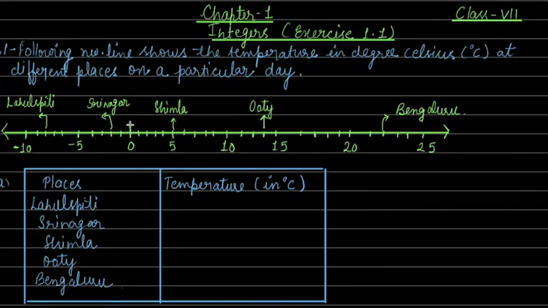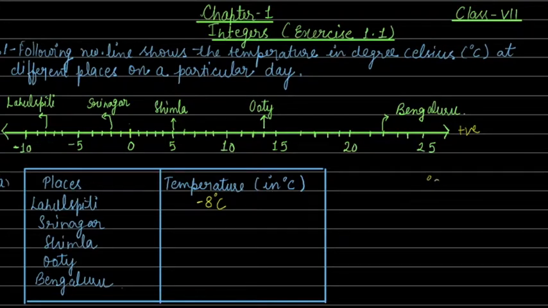If you see, it is 0 here, right? On the right hand side of 0, we will always get the positive values, and on the left hand side of 0 we will always get the negative values. So the temperature will be negative on the left of 0. Lahaul Spiti is here. If this is 0, minus 5, this is minus 10. It means it is minus 6, minus 7 and minus 8 degrees Celsius. So what will be the temperature in Lahaul Spiti? Minus 8 degrees Celsius.